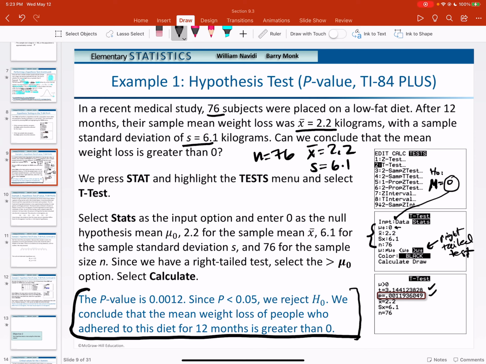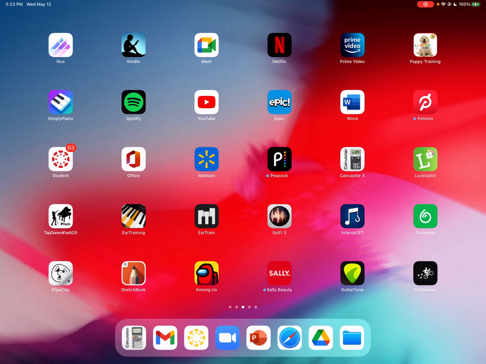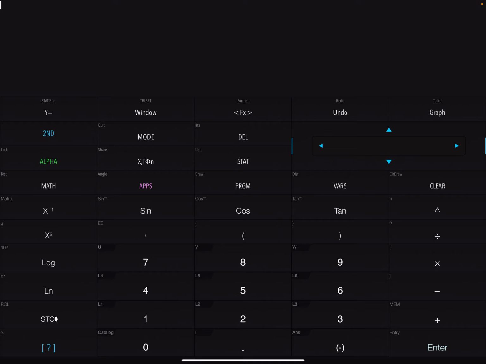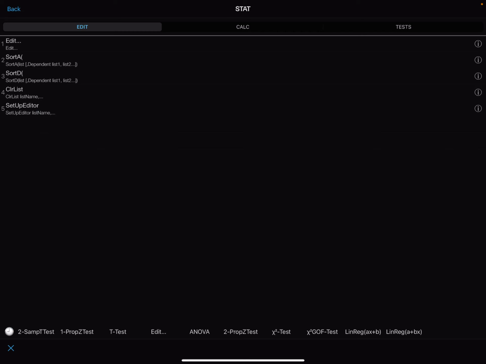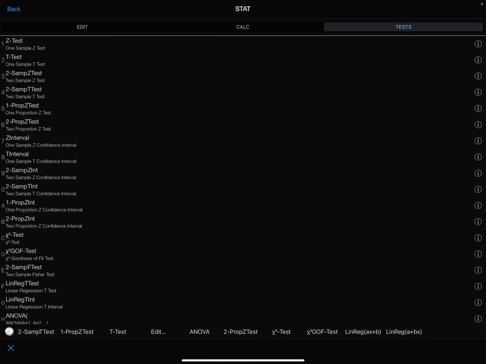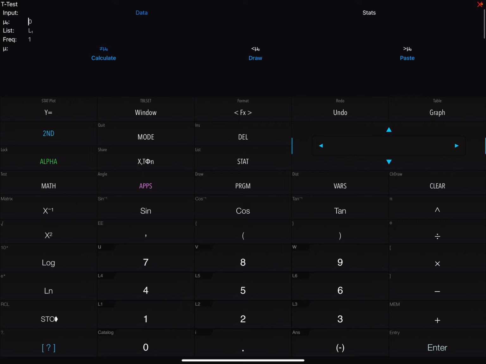So let me show you. I'm using my iPad, so I don't have the same interface that I usually do, but I'll quickly show you here how to do this. Okay, so stat. See how it's edit, calculate, tests. So you highlight tests. Then you go to t-test, okay? And then it's either data or stats.